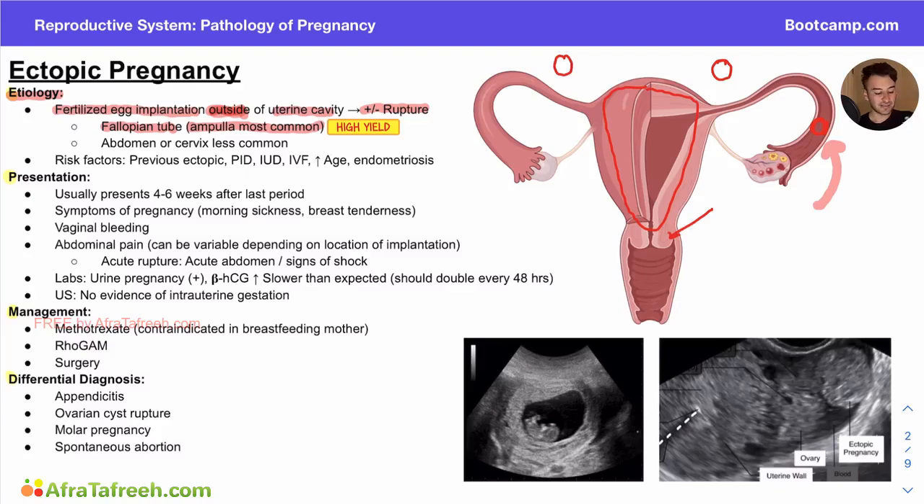So continuing on, we talked about the fallopian tube, especially the ampulla being the most common site. I cannot stress how high yield this is for you guys. And then also the abdomen or the cervix are locations, but these are going to be less common.